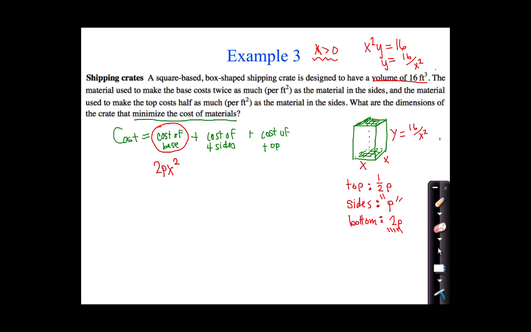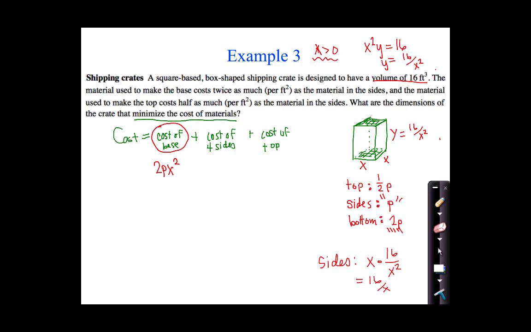So for the base here, whatever 2P is times x squared. P isn't a variable, P is just a parameter standing for this, apparently the price per square foot for the sides. Now the cost of the 4 sides, each of the 4 sides, these vertical in this picture, are x by y, otherwise known as x by 16 over x squared. And x times 16 over x squared reduces to 16 over x, okay? So that's the area of the sides.